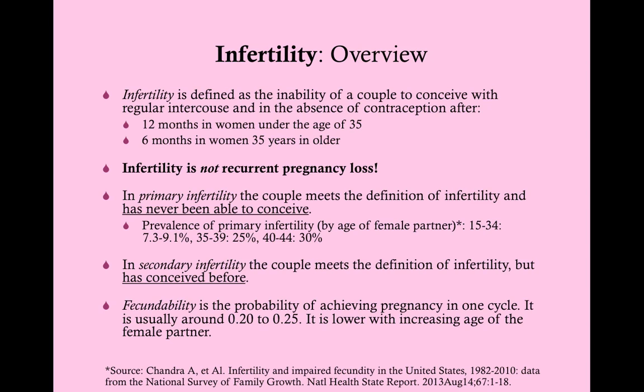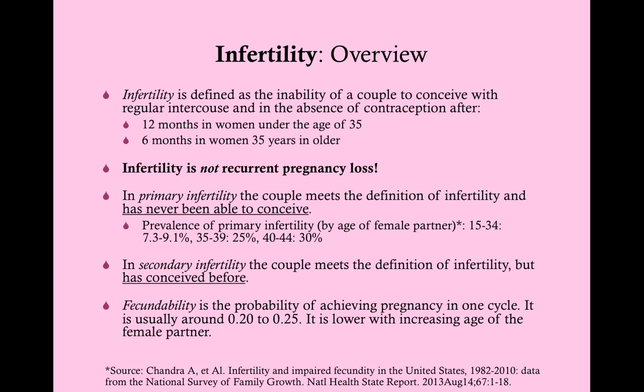So let's say that the couple, they're both 24 years old, conceived a baby, had a baby, now they're 28, and they're trying to have a baby again, and they've been trying for 2 years, and they're unable to conceive. That's secondary infertility. They've been able to conceive before, and now they meet the criteria for infertility.